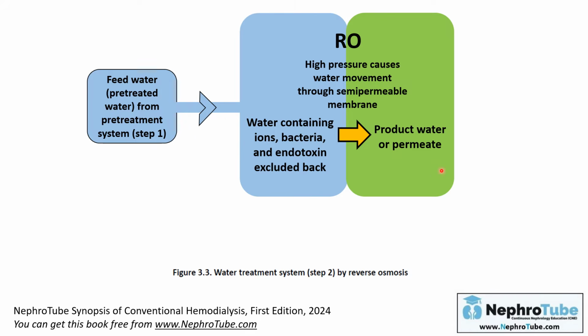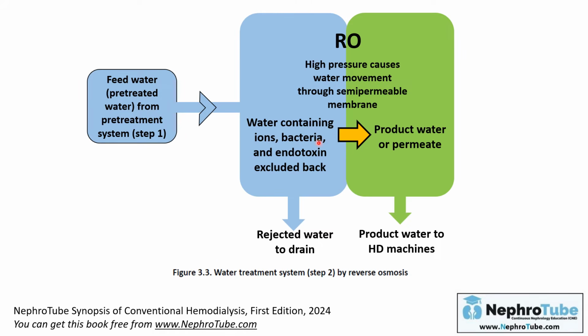This high pressure will move clear, pure water here, which is called product water or permeate, and this membrane will exclude back ions, bacteria, and toxins. So the water excluded here contains ions, bacteria, and endotoxin, and the water moved here is totally clear. This product water will go to the hemodialysis machine to form the dialysate. And this rejected water that contains ions, bacteria, and toxin will go to the drain.